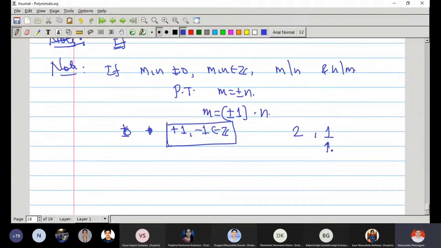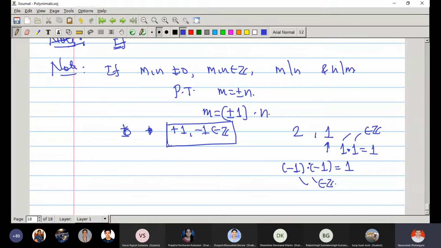What is the multiplicative inverse of 1 in integers? Yes, one itself. And this multiplicative inverse of 1 is available in integers. What is the multiplicative inverse of minus 1 in integers? Minus one itself. Very good. That means 1 and minus 1 are special in integers because they have a multiplicative inverse.